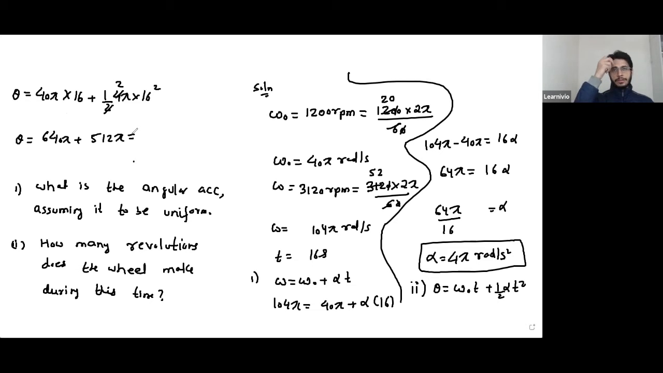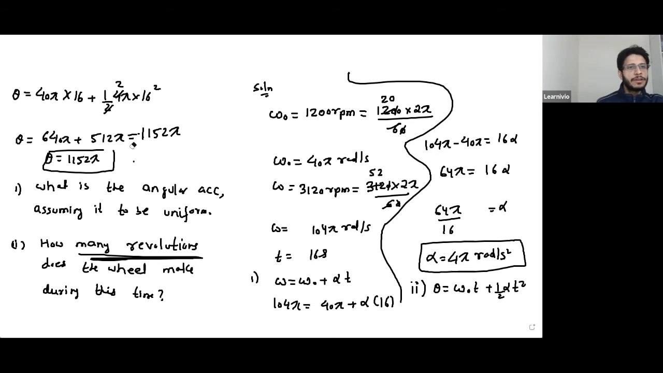Am I correct? 16 square is 256. So 256 into 2 is 512, right? Yes. So if I add them up, this will be 1152 pi. So this is your angular displacement, which is 1152 pi. But it's not asking to calculate the angular displacement. It's asking to calculate revolutions.